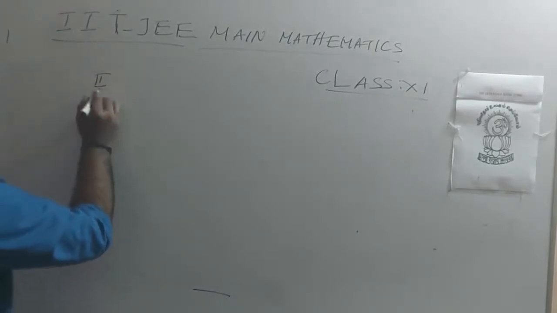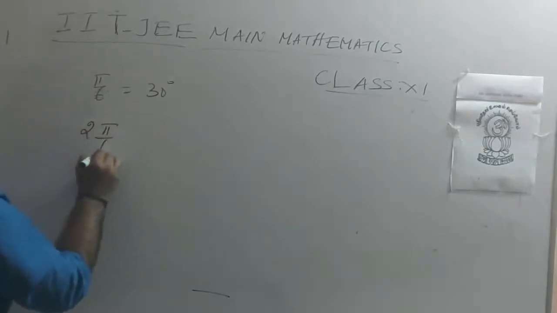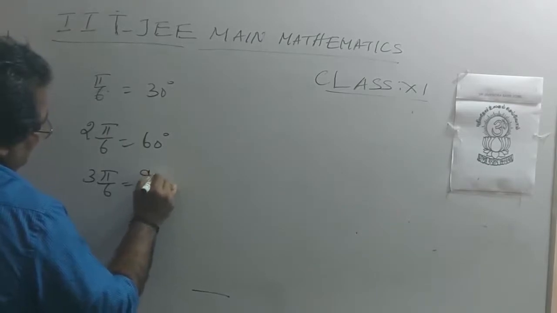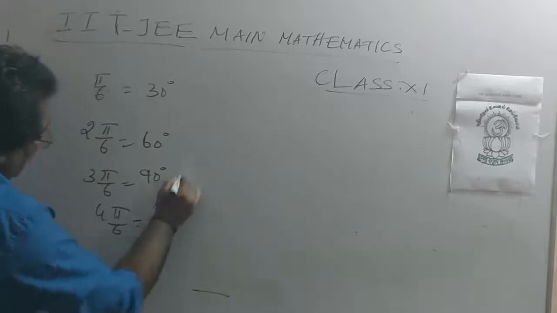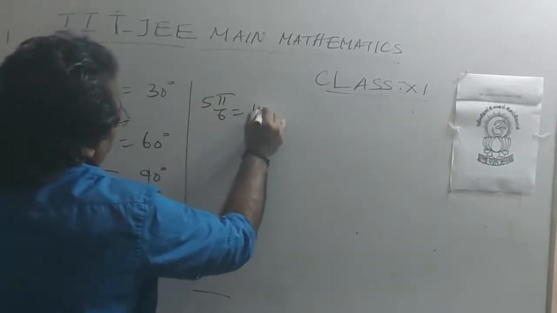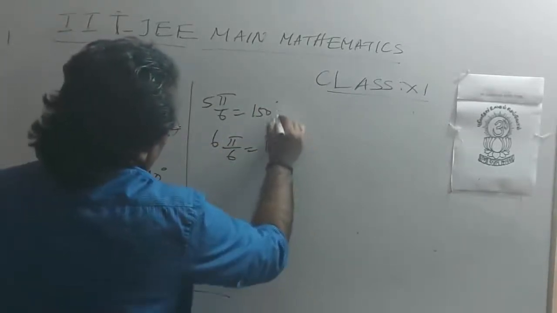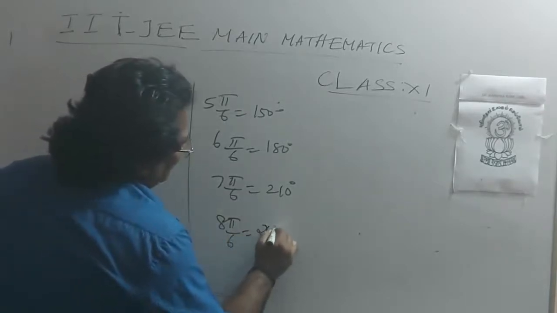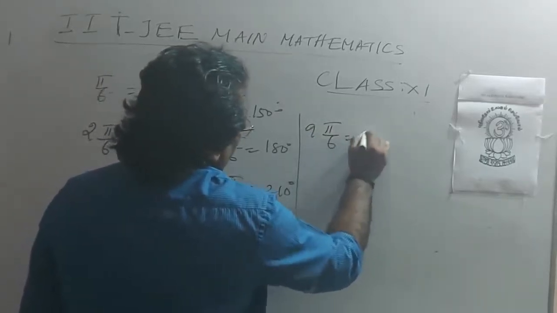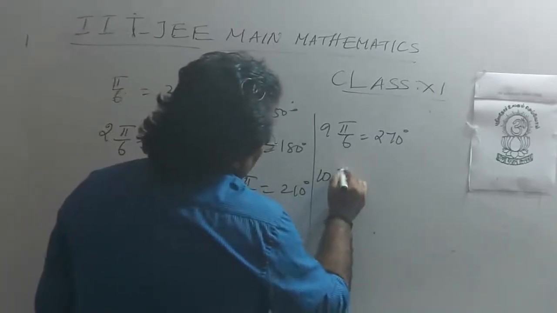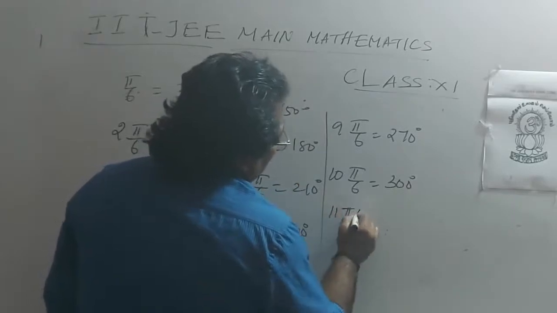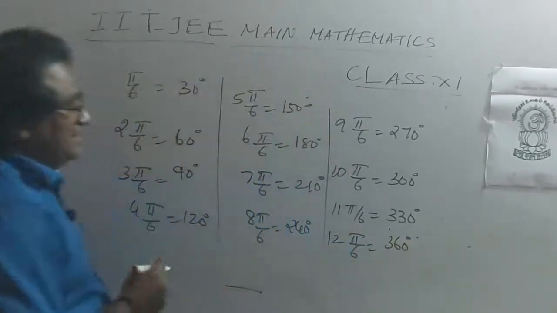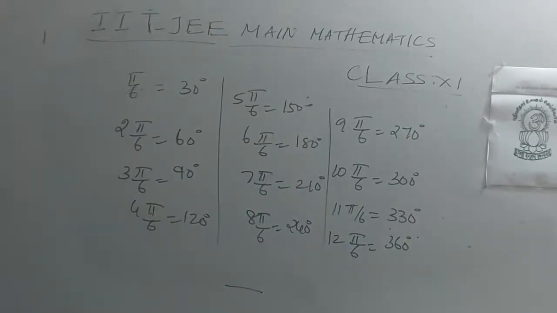Take pi by 6, that is 30 degree. 2 pi by 6 is 60 degree. 3 pi by 6 is 90 degree. 4 pi by 6 is 120. 5 pi by 6 is 150. 6 pi by 6 is 180. 7 pi by 6 is 210. 8 pi by 6 is 240. 9 pi by 6 is 270. 10 pi by 6 is 300. 11 pi by 6 is 330. 12 pi by 6 is 360. These are the radian corresponding degree values.